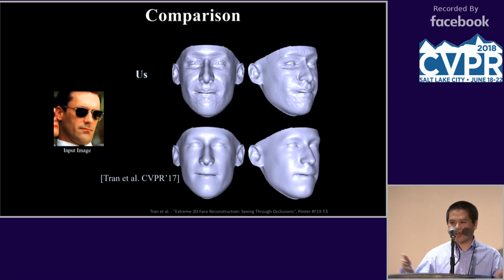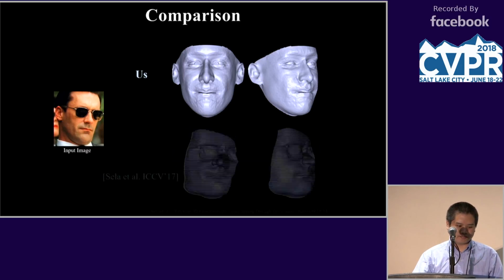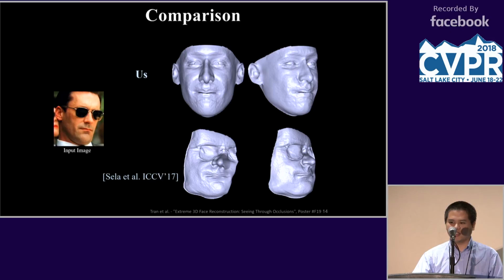Okay, now let's compare our work with others. Given this input image, which is rotated and he has glasses, we can recover his complete face without the glasses. And you can see his skin details. The CVPR17 method returns a smooth face. And the Sela method returns an incomplete face which is distorted due to the glasses.